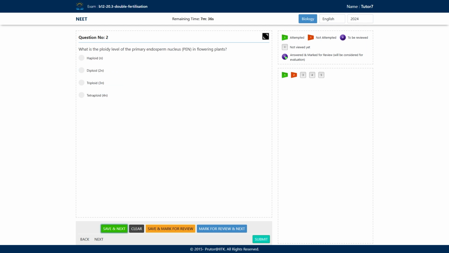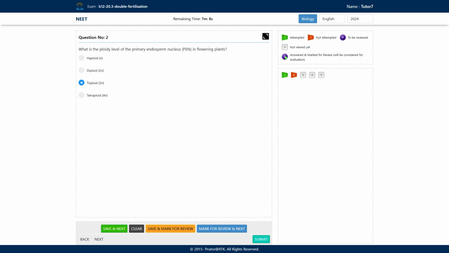The next question is here. What is the ploidy level of the primary endosperm nucleus in the flowering plant? Ploidy level of PEN, primary endosperm nucleus. A is haploid N, B is diploid 2N, C is triploid 3N, D is tetraploid 4N. So, which option is correct? Triploid 3N.